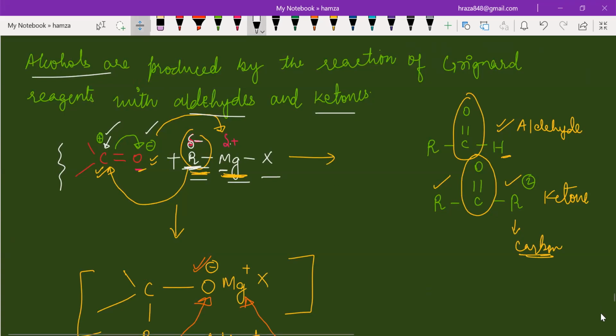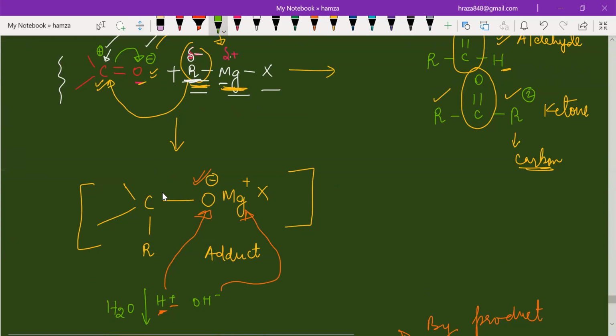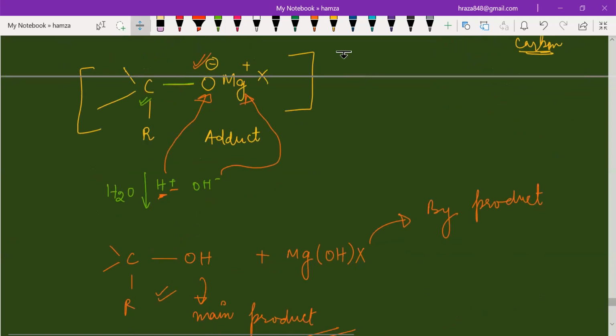So it will be looking like this. This bond will be broken, and this R will go and make a bond with carbon, and this bond will be broken. R single bond C single bond O. It has negative charge. It has positive charge. So this MgX plus will come to O. This is the first step in which an adduct or intermediate will form.